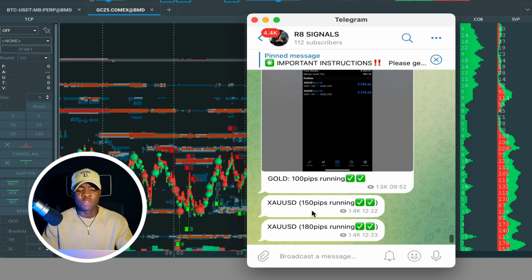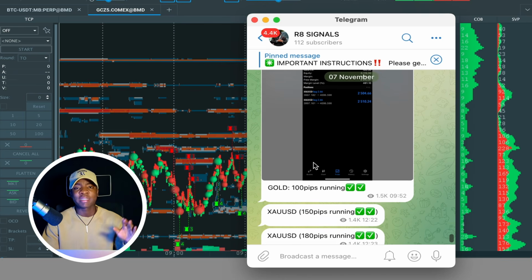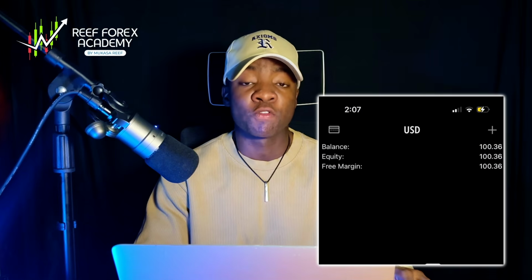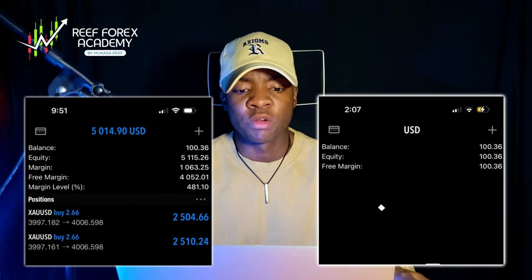But this day I was very busy running some errands, so I didn't hold up to the take profit, though the trade went up to 180 pips at the take profit, and I'm very sure if I had kept on holding, this trade would have gone up to $10,000. But yeah, that's basically it. That's how we got the trade, and that's how we managed to make $5,000 from just a deposit of $100.